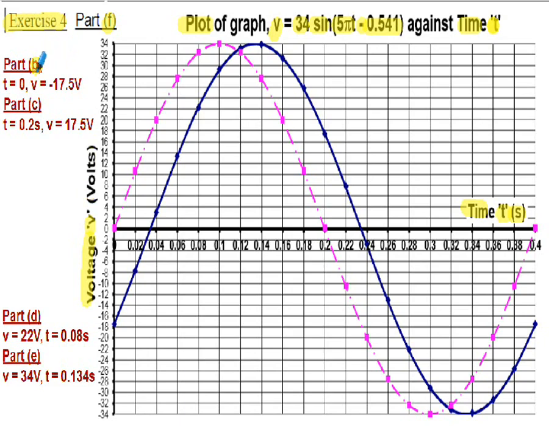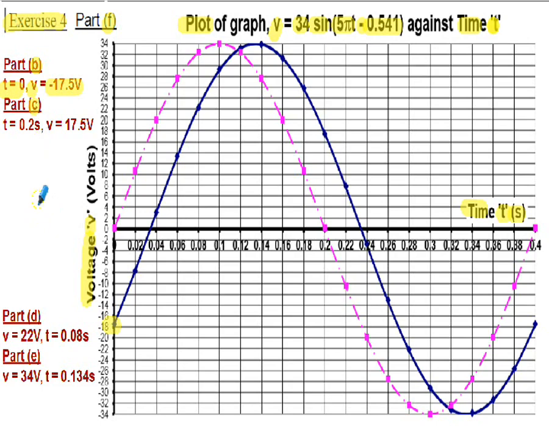So for part B of the exercise, we're asked to find at time t is equal to 0 what is the instantaneous voltage little v, and from our calculations we found that to be minus 17.5. If we look at the diagram, at time t is equal to 0 here, we can see that on the vertical axis the little v is down at minus 17.5, so that looks correct.